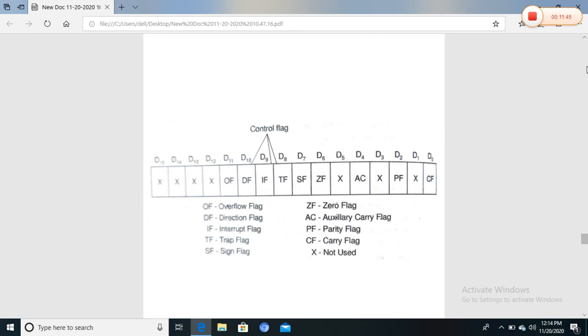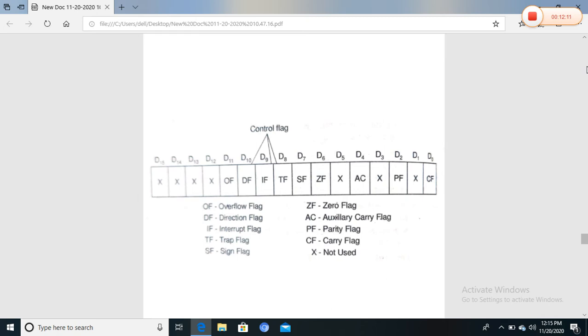That is the carry flag. The carry flag is for the D0 bit. When the microprocessor performs addition or subtraction of two 8-bit numbers, the carry or borrow generated after the addition or subtraction is directly copied into the carry flag.